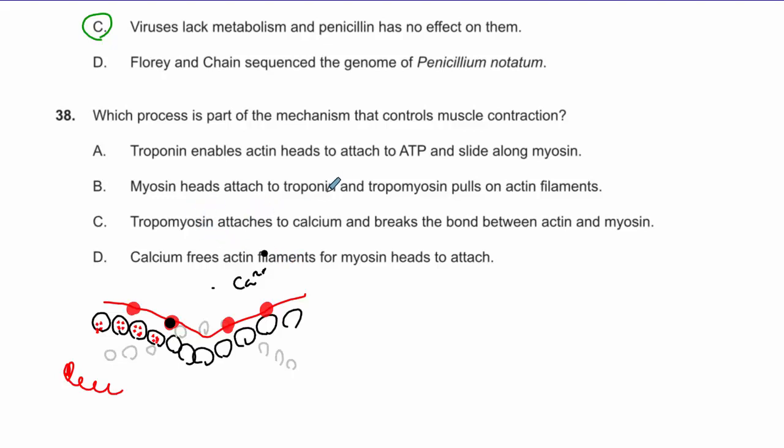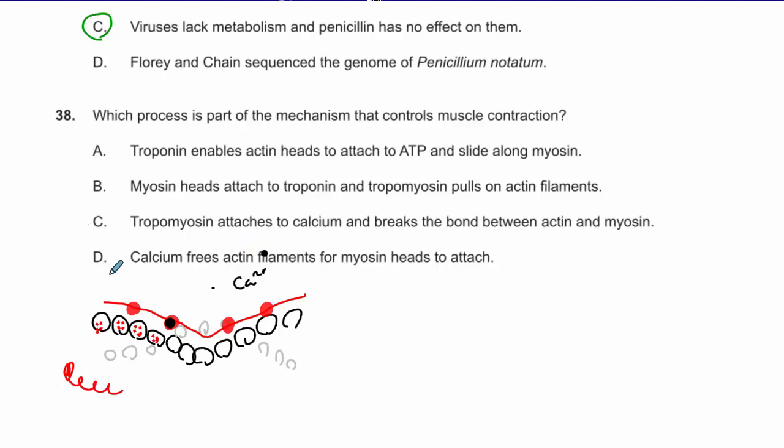Tropomyosin attaches to calcium, no. Myosin heads attach to troponin and tropomyosin pulls on, no. Troponin enables actin heads, no, they are myosin heads. Let me see here. Calcium frees.